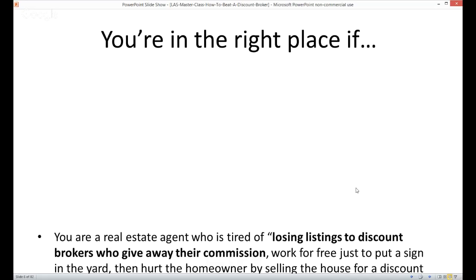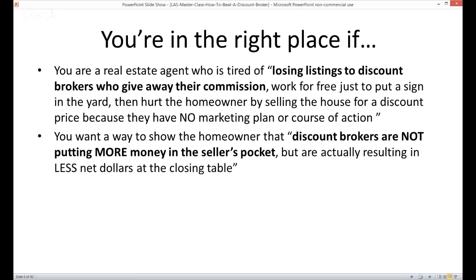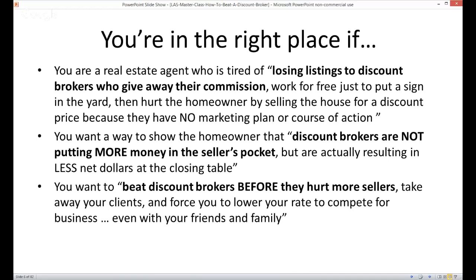Now, you're in the right place if you're a real estate agent who's tired of losing listings to discount brokers who give away their commission, work for free just to put a sign on the yard, then hurt the homeowner by selling the house for a discount price because they have no marketing plan or course of action. You want to show the homeowner that discount brokers are not putting more money in the seller's pocket, and that's the key, the bottom line. In fact, they're actually resulting in less dollars at the closing table, and you want to beat discount brokers before they hurt more sellers, take away your clients because they're offering these bizarre rates, and force you to lower your rate to compete for business, even with your friends and family.